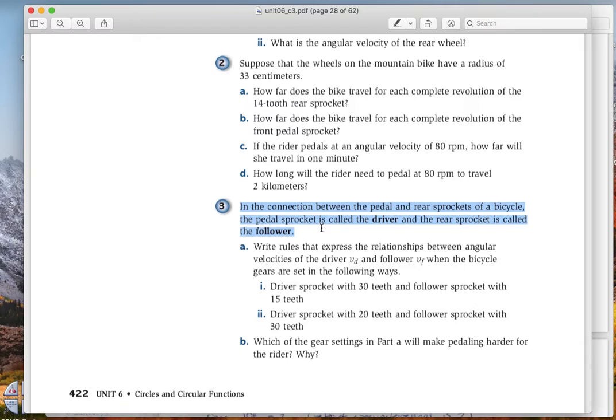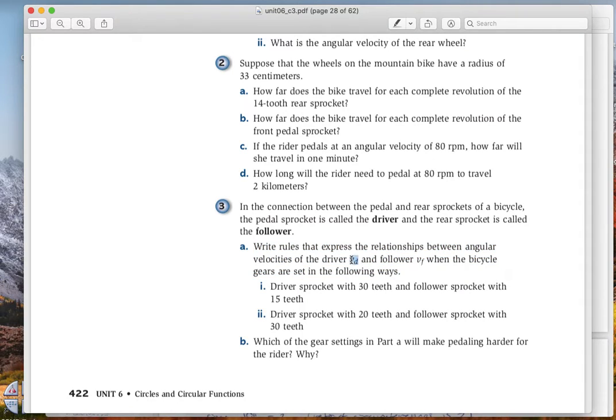So it's the driver, and then inherently the follower is going to be the rear sprocket because it's going to follow based on the chain, right? The pedal moves the chain at a certain speed, and that rear sprocket, aka that rear wheel, is going to move based on your pedal speed. So the official terms are the driver and the follower. So what rules could we make to relate the different velocities?